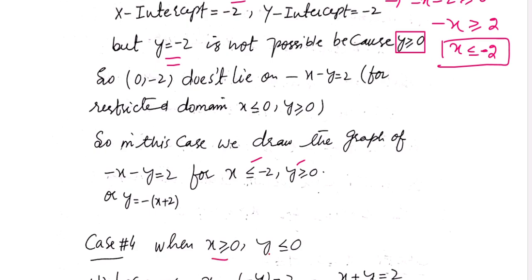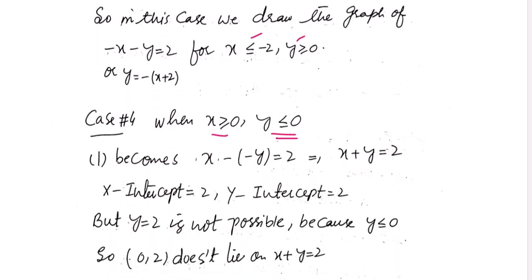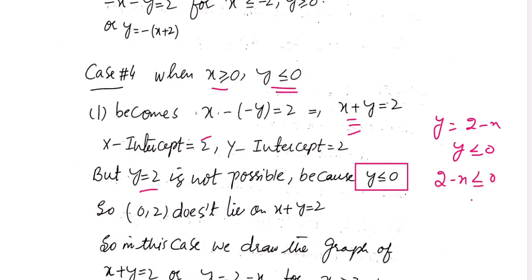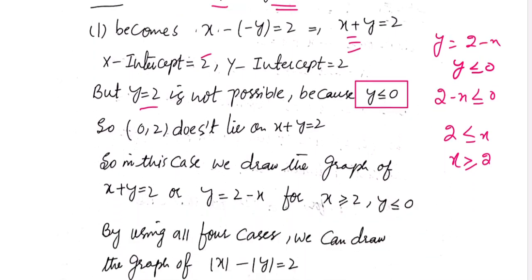Last case, when x is greater than or equal to 0, y less than or equal to 0. In this case, we have x and y intercept, both equal to 2. But y equal to 2 is not possible because y is less than or equal to 0 here. Again, you will put y is equal to 2 minus x. My y should be less than or equal to 0. This becomes 2 minus x less than or equal to 0. From here, 2 is less than or equal to x. In other words, x should be greater than or equal to 2 here.